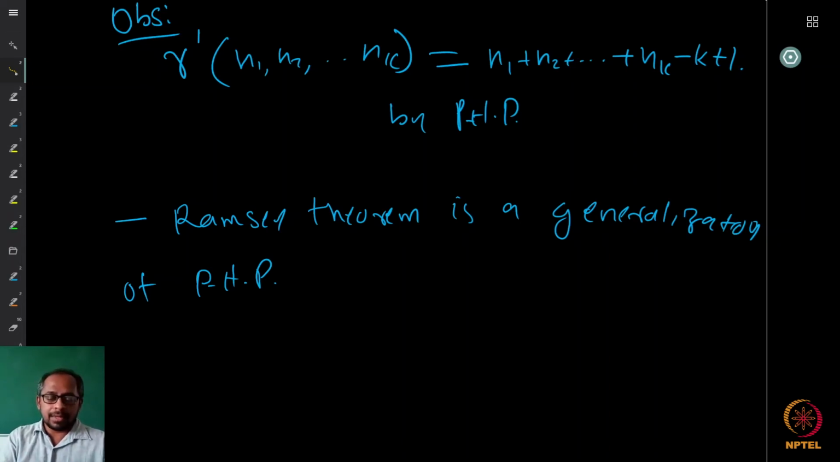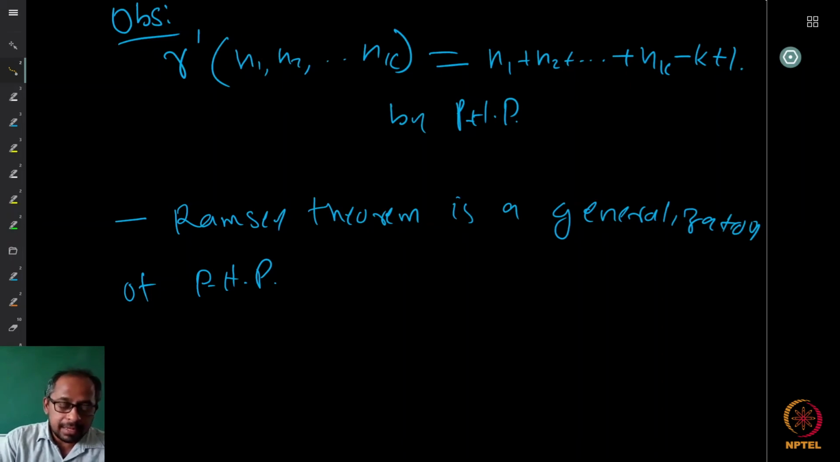Then what we have by PHP is that if you have n1 plus n2 plus etc. plus nk minus k plus 1 total vertices in the graph, or total elements in the set, or total balls that you are going to put into k boxes, then one of the boxes will contain at least n1 of the first color, or n2 of the second color, etc., nk of the last color. So this was the generalized form of PHP, right?